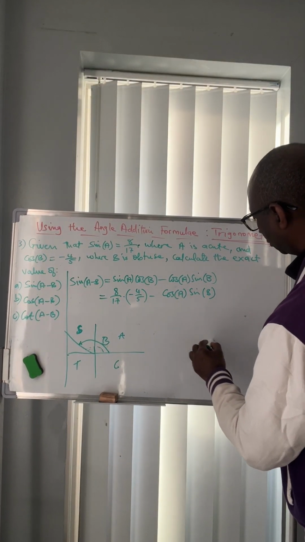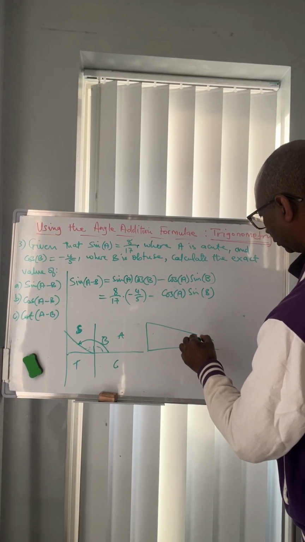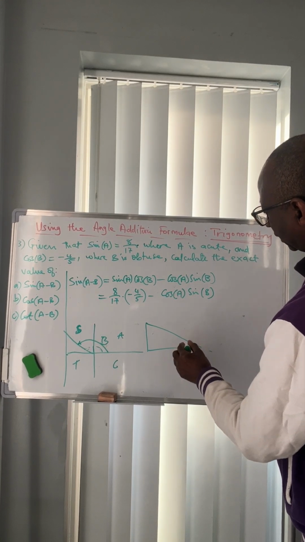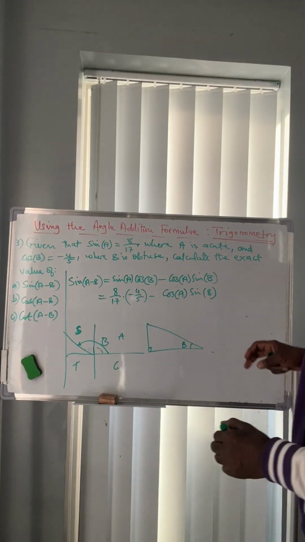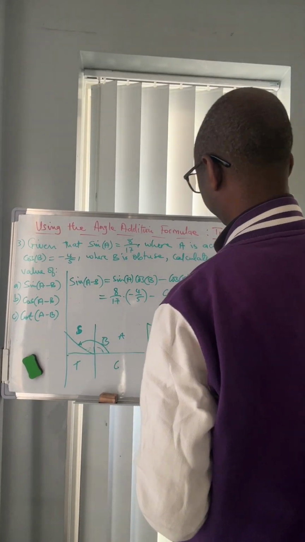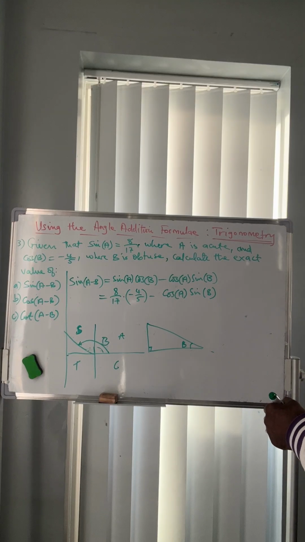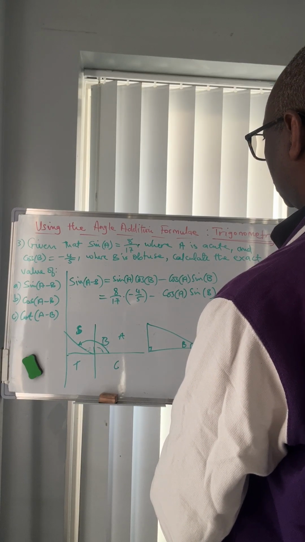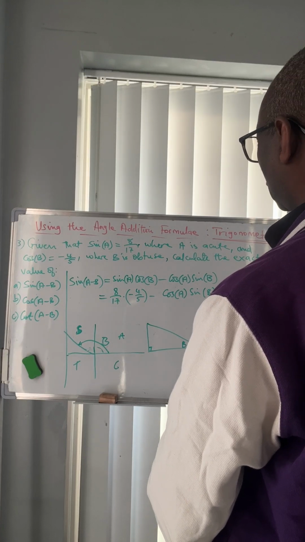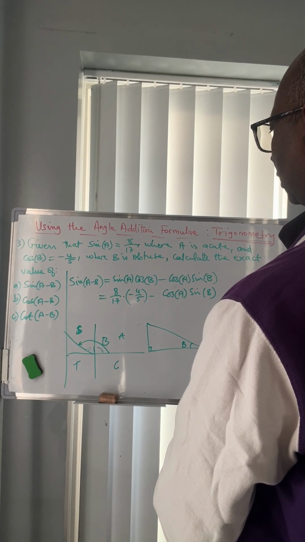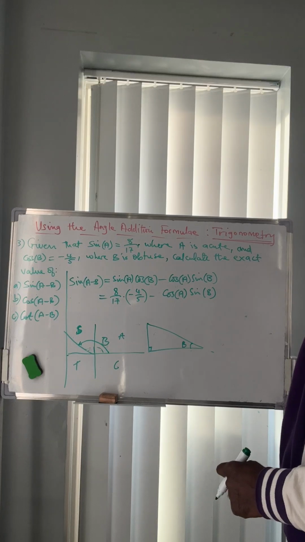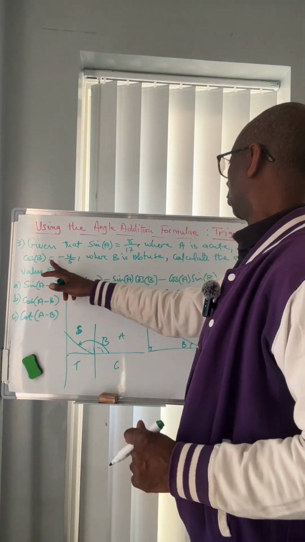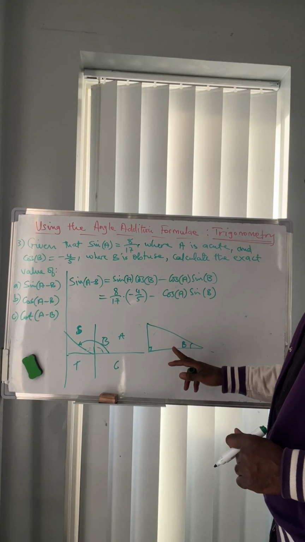So now, drawing our right angle triangle, if we say this is our B, we want to find sine B. Sorry, we want to find sine B because we are given cos B. We are told the angle B is obtuse. Fine. So now we want to find sine B here.